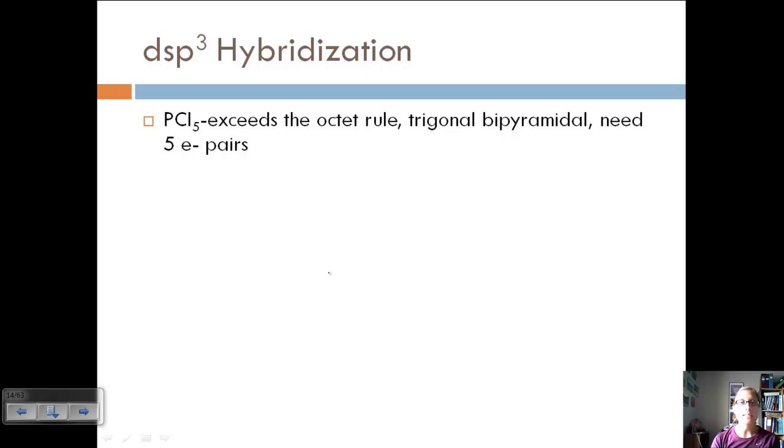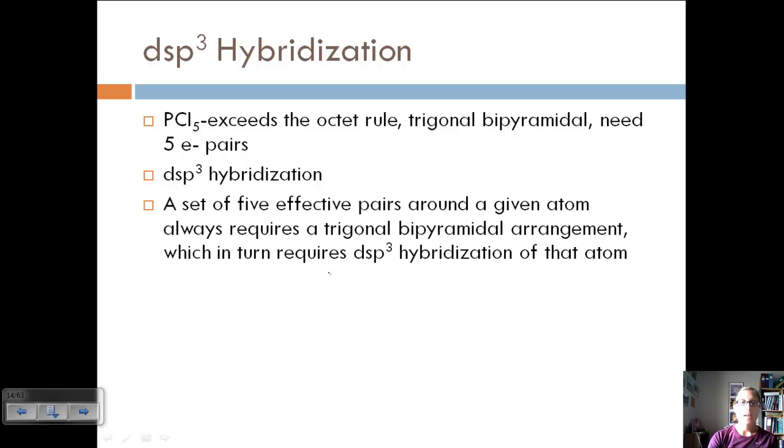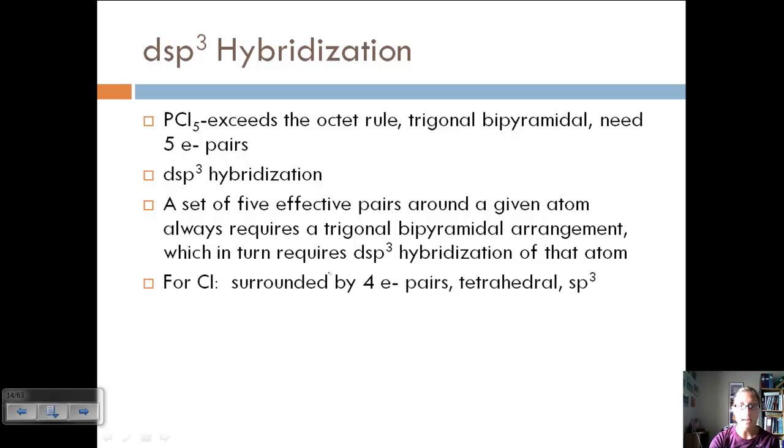So PCl5 exceeds the octet rule. Its geometry is trigonal bipyramidal, and that's because it has 5 bonding sites or 5 electron pairs. So anytime you have something with 5 bonding sites, this is dsp3 hybridized. And so that's basically what this says. A set of 5 effective pairs around a given atom always requires trigonal bipyramidal arrangement, and that means we have dsp3 hybridization of that atom.